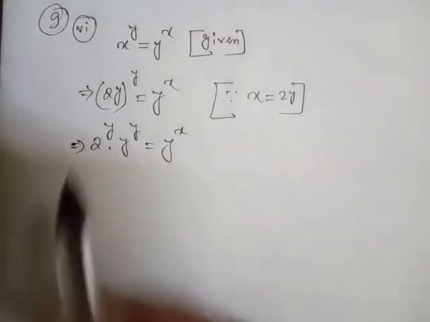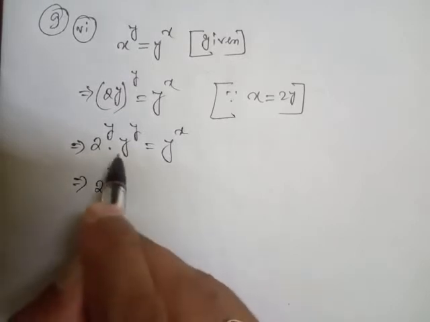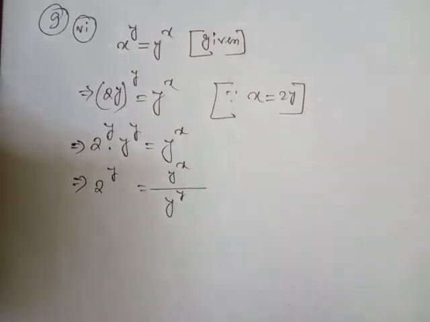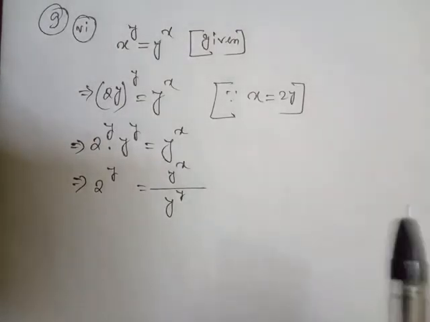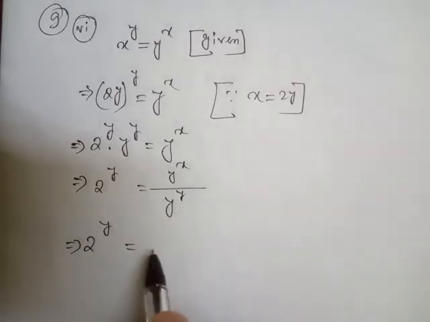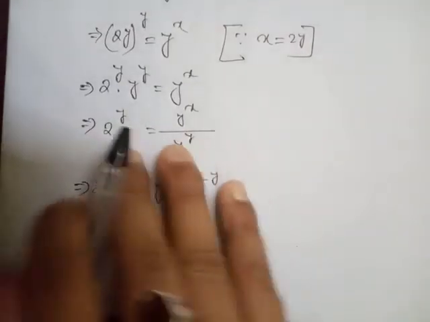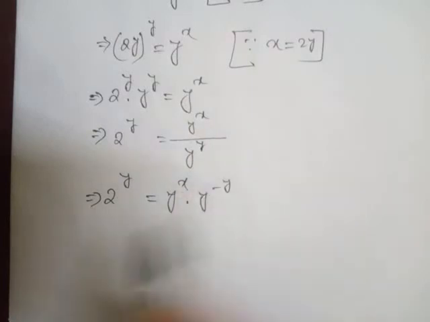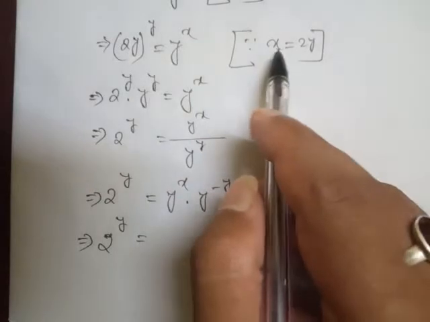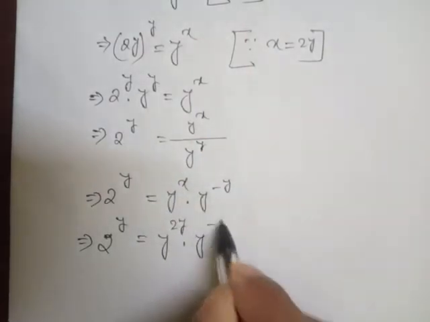Now just after that, here what will happen, 2 to the power y, since there is a product, it will go on divide, so y to the power x by y to the power y. Now after that, in the next step, 2 to the power y equals y to the power x into y to the power minus y. Now next step, since x equals twice y, in place of x I will put twice y. 2 to the power y will be here, and y to the power twice y into y to the power minus y.